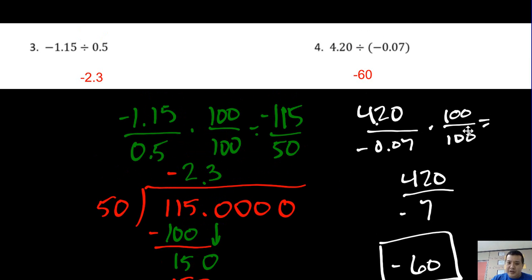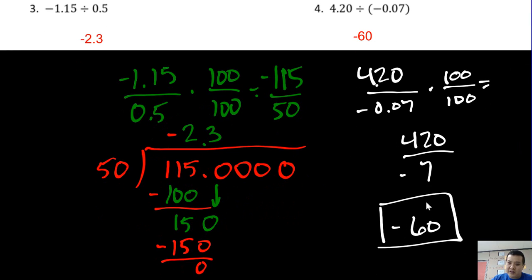Here we're multiplying both the top and the bottom by 100 again to get 420 divided by negative 7, which, as we know, 420 divided by negative 7 is going to be negative 60, because 42 divided by 7 is 6. Add the 0 at the end, because the 0 is in the numerator. And then have a negative number because we have only 1 negative and nothing to cancel it out with.